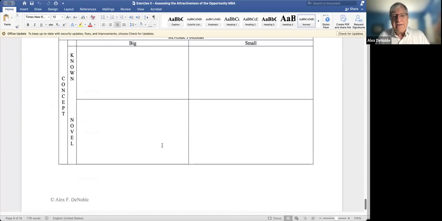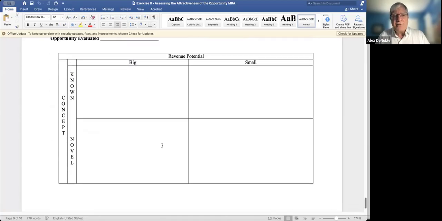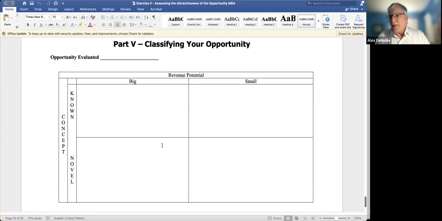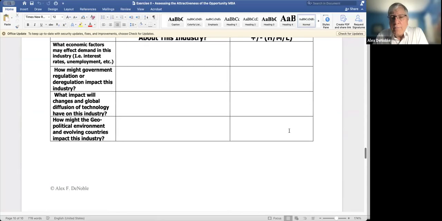And in part 5, I showed you that matrix earlier. Where would you classify your opportunity? Is it a known concept or a novel concept? Are you going after big revenue potential, or is it going to be small, a very geographically focused kind of business opportunity?